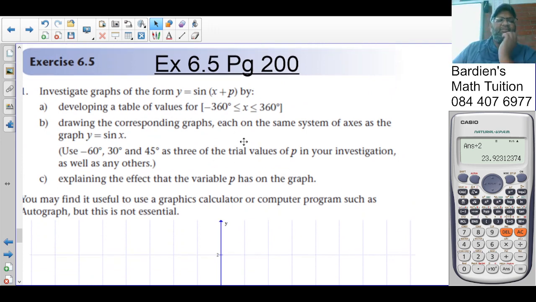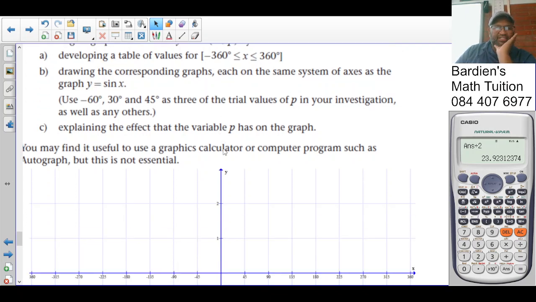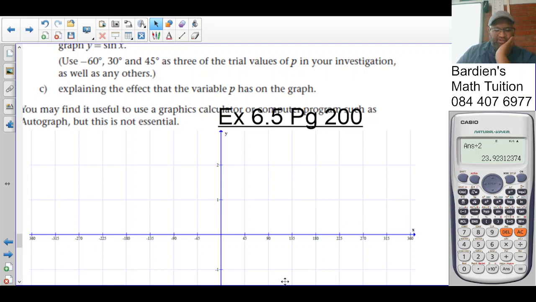So in 6.5, they asked to investigate the graph of y is equal to sine x plus p by developing a table for negative 360 to 360, and draw the corresponding graphs on each of the axes. Alright, so what I want to do is, you guys have drawn this graph, isn't it? So I'm not going to draw it, not because I'm lazy, no. Let's get to the right point here.